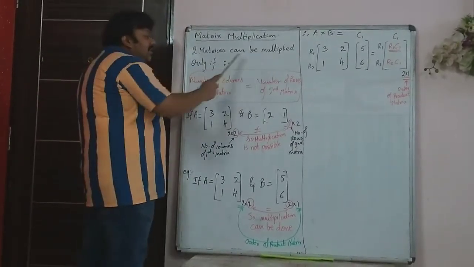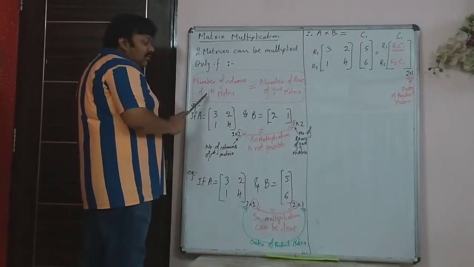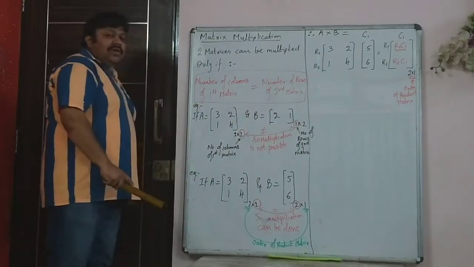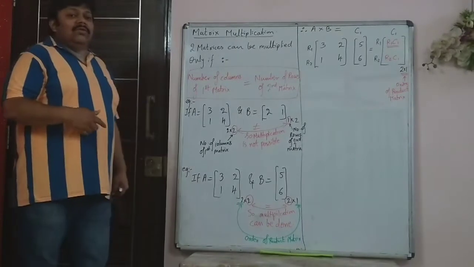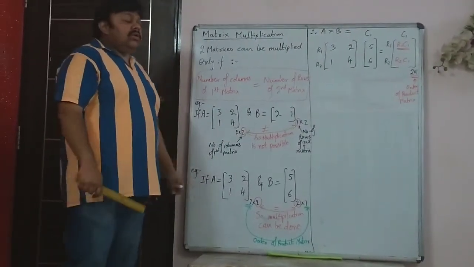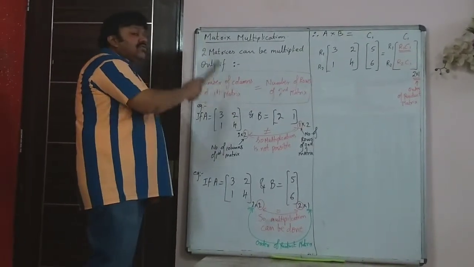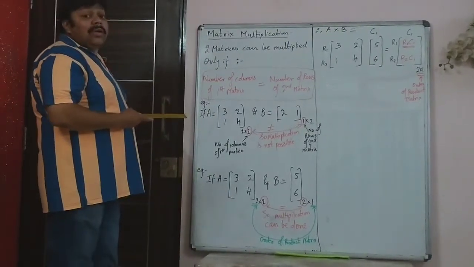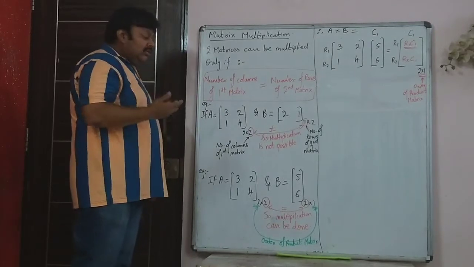So two matrices can be multiplied only if the number of columns of the first matrix is equal to the number of rows of the second matrix. Only if that is true, then the two matrices can be multiplied. Otherwise it is not possible to multiply two matrices. So this condition has to be satisfied. Then only you can multiply two matrices. First you have to learn this. Now how do you see?